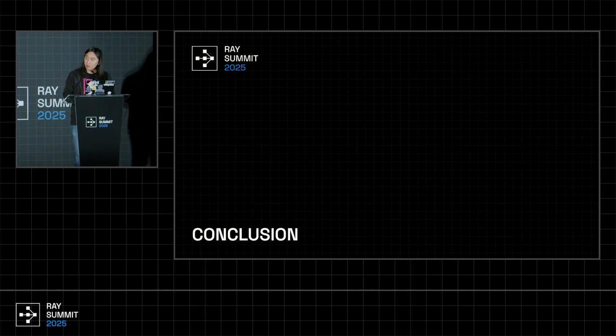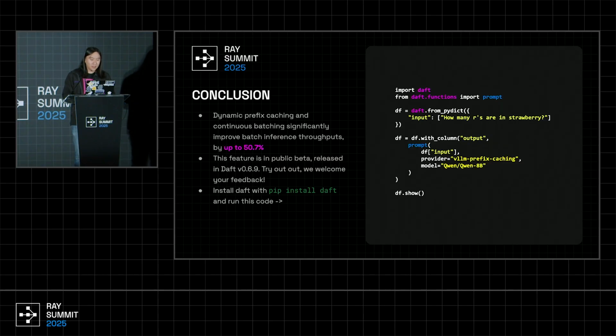Cool. So in conclusion, with our new technique, dynamic prefix caching, as well as continuous batching, we significantly improved the batch inference throughput within Daft by up to 50.7%. And this feature is out in public beta right now in Daft, since Daft 0.6.9. So try it out, and we welcome your feedback on this. You can do so by installing Daft with pip install daft, and then running the code that I showed before using our prompt AI function.